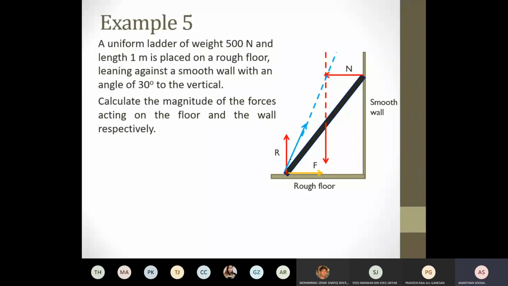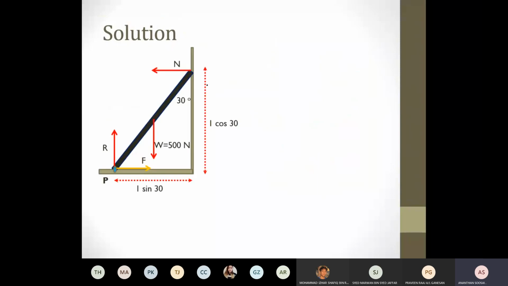So, 1 meter length. Okay, so the ladder is 1 meter. Weight we know is 500 Newton. Okay, angle we know is 30 degrees, leaning to the vertical. Angle of 30 degrees to the vertical. Smooth wall. Okay, so 30 degrees. So 30 degrees on top here. Okay, so this is your simplification. So how do you solve this?